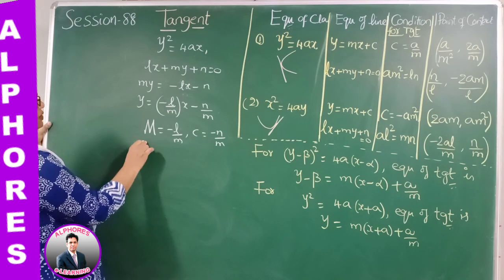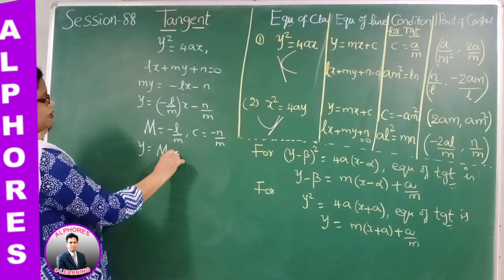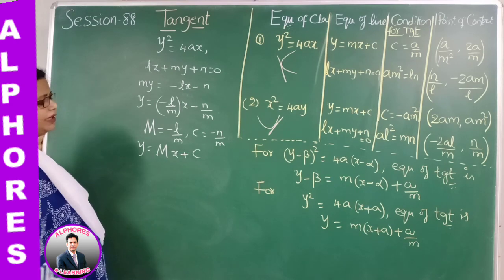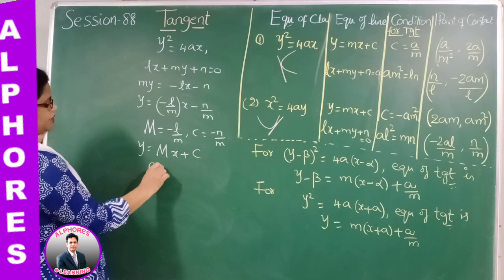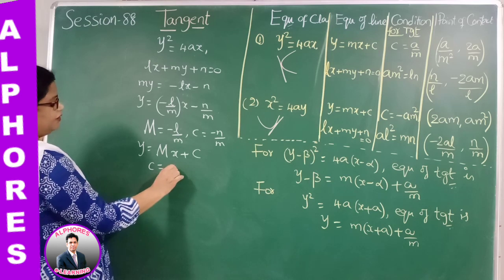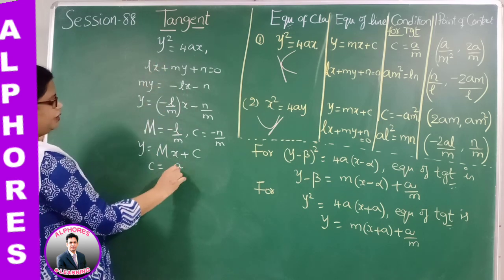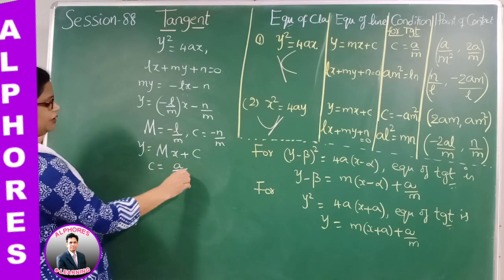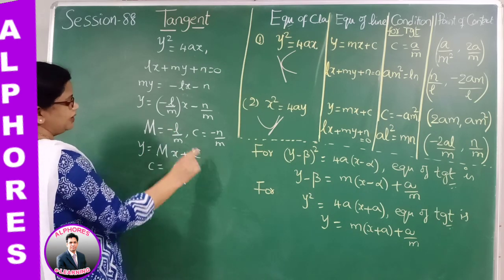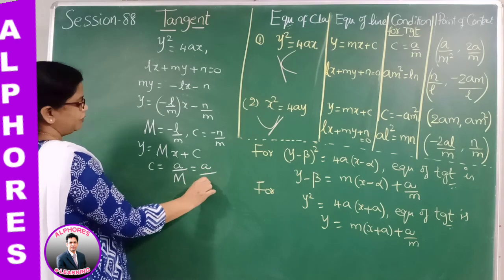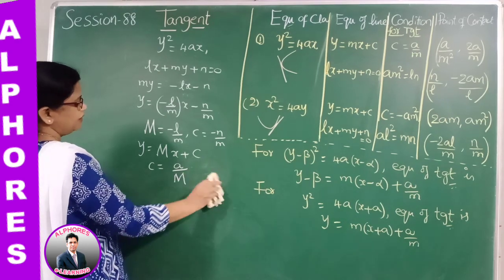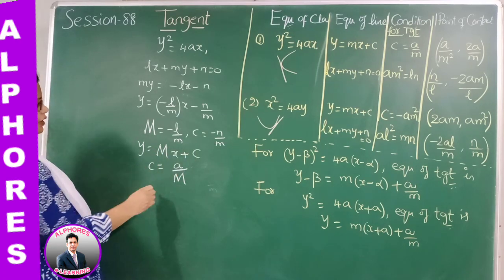Now the line is actually y is mx plus c. And now what is our condition? If this is a tangent line, c equal to a by m. So here c equal to a divided by M, same value we are taking, M meaning capital M. Now what is that capital M here? It is nothing but minus L divided by m, and in the place of c we are having minus n divided by m.